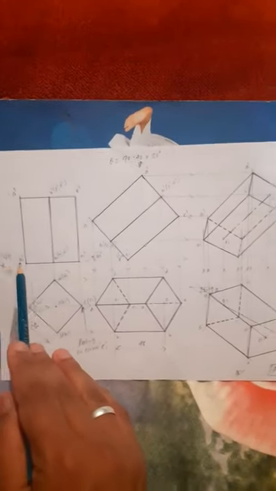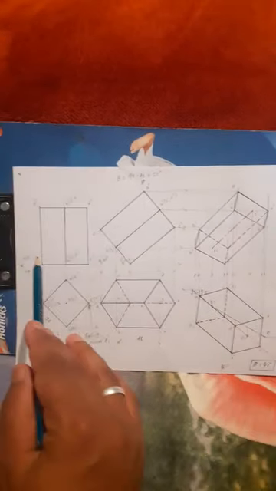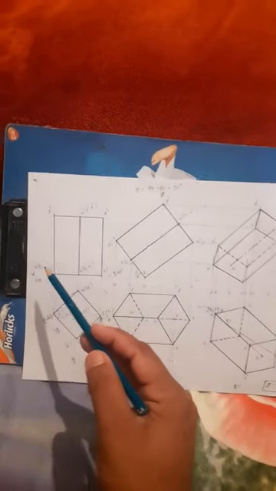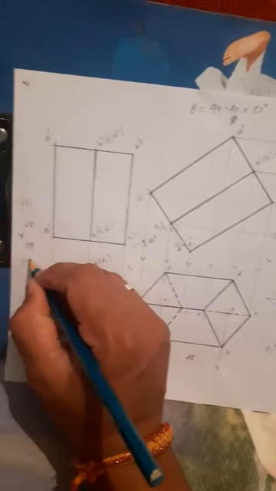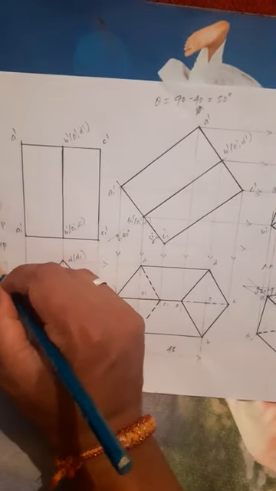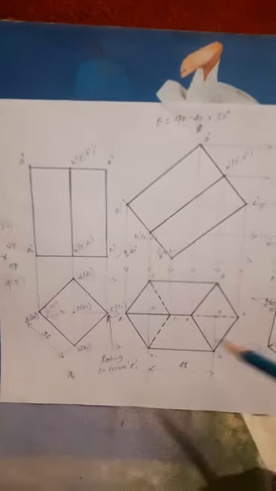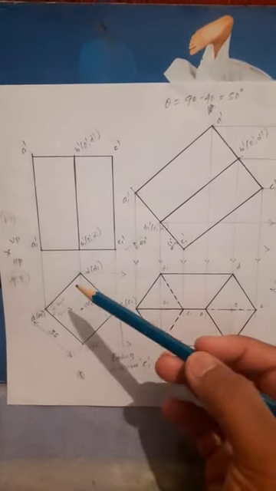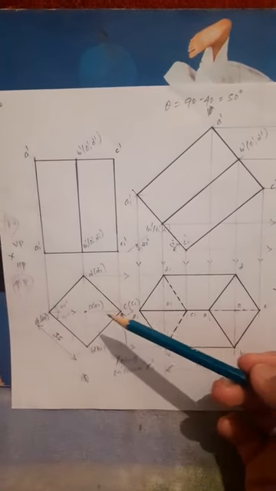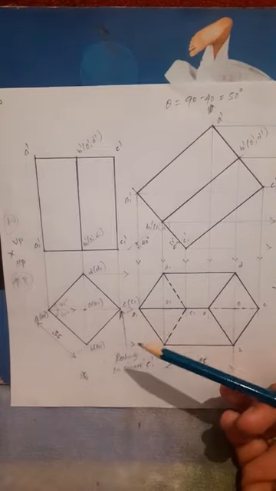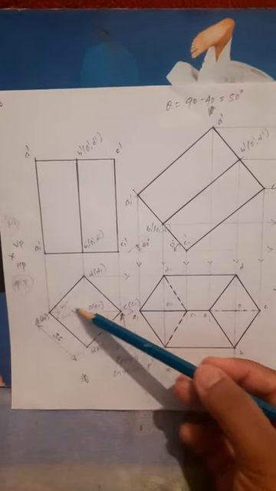First I draw an XY line, a horizontal line, and name it the XY line. Above the XY line is VP, below the XY line is HP, right? On VP the front view will come, on HP the top view will come, right? Now first position, as you know, how to construct a square lamina on the corner condition. This is resting. First draw a horizontal line.